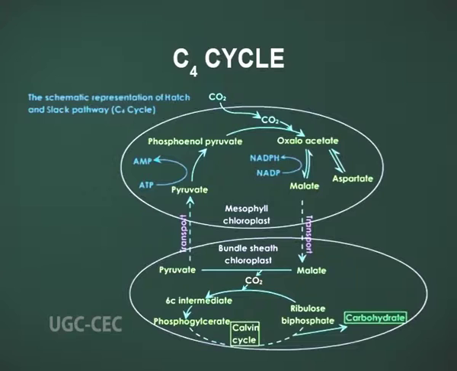At the end, the initial substrate PEP of the C4 cycle is regenerated in mesophyll cells through pyruvate. Thus, the C3 molecules return to the mesophyll cell to accept more carbon dioxide. This cycle ensures a high carbon dioxide concentration for the carboxylase activity of Rubisco action in the bundle sheath cells.